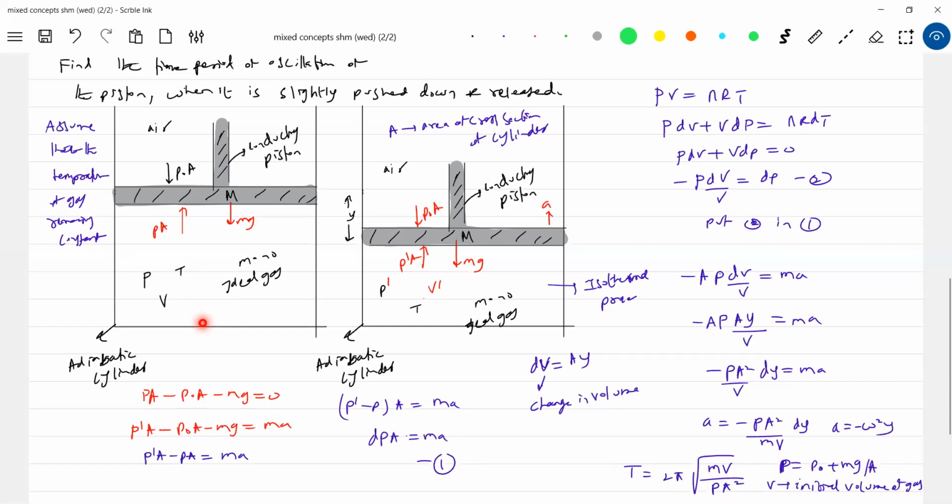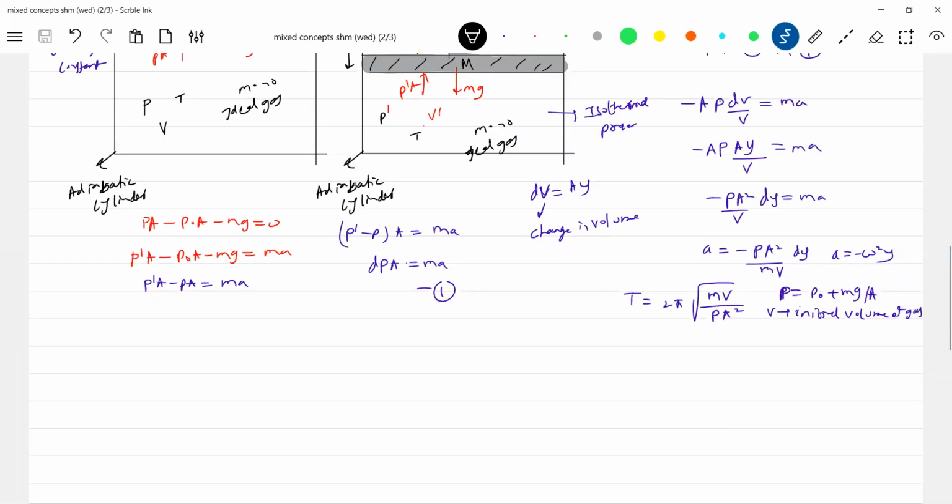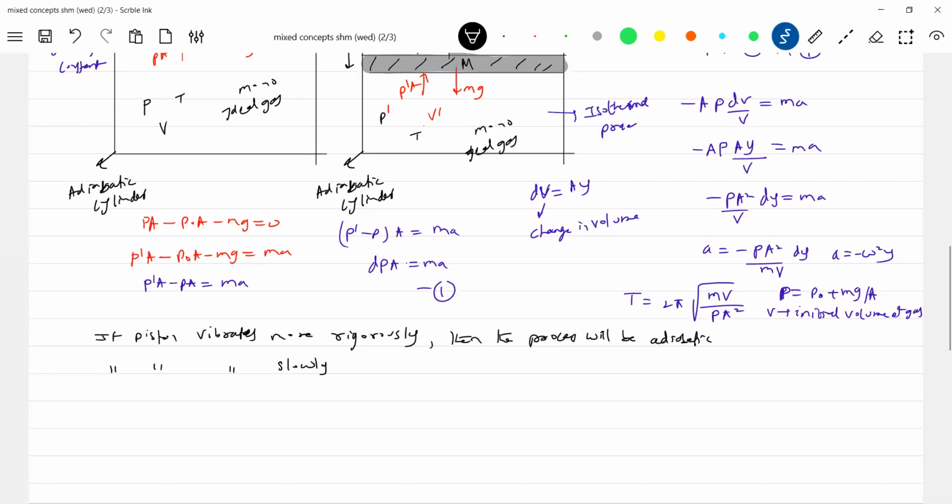This idea. So in most of the cases, the piston will be conducting or cylinder will be conducting. It is in fact how the piston moves that will determine what process the gas will undergo. So I'll write, maybe they'll ask you in more than one option. So if the piston vibrates more rigorously, then the process will be adiabatic. If the piston vibrates slowly or gradually, then the process will be isothermal.